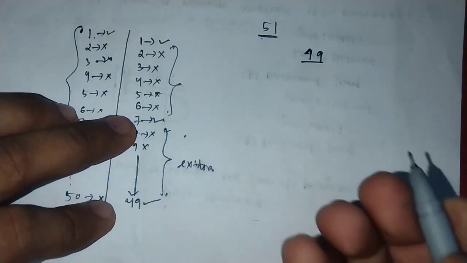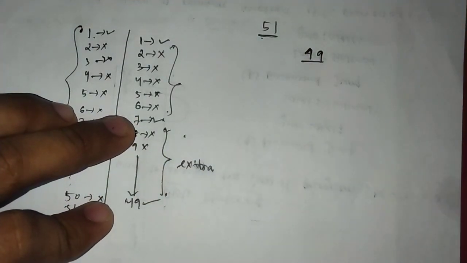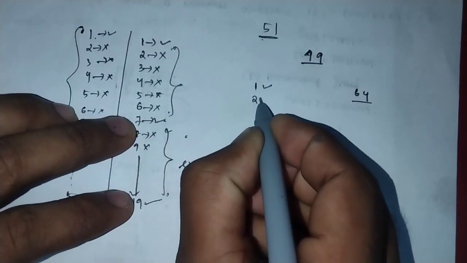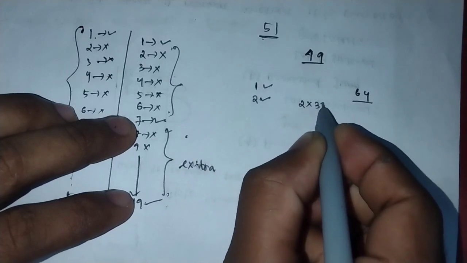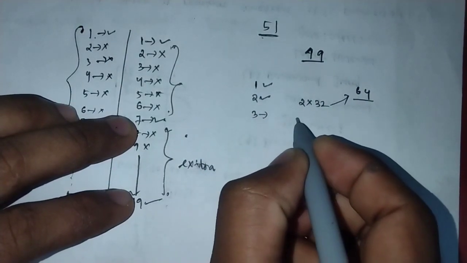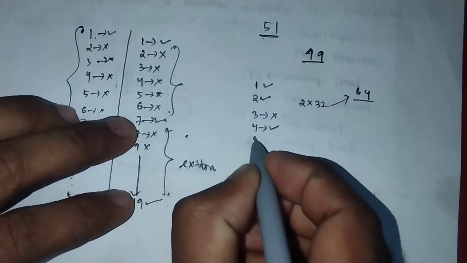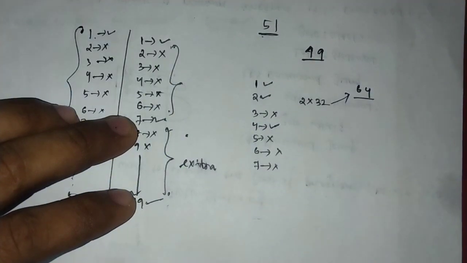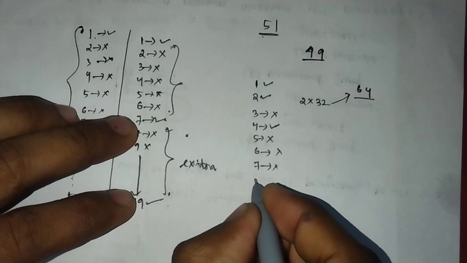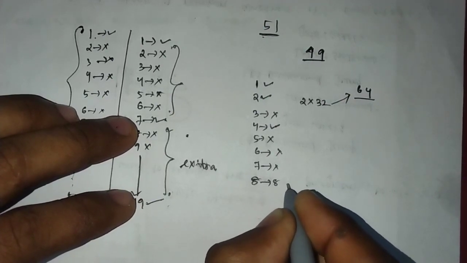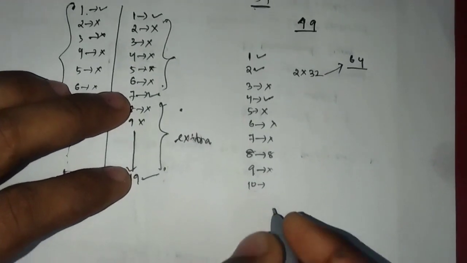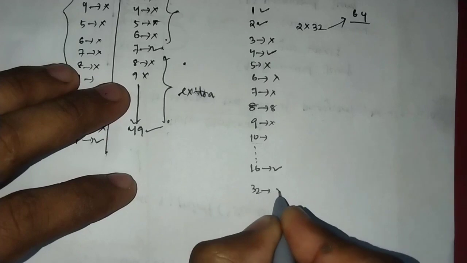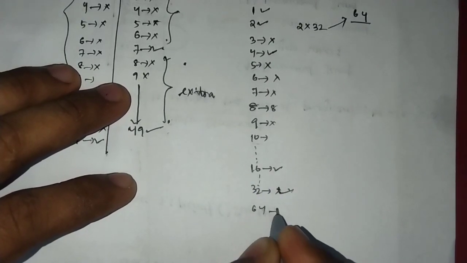If I take another example, that is 64. First of all, check 1, yes, true. 2, true, because 2 into 32 gives 64. 3, no. 4, true. 5, no. 6, no. 7, no. 8, yes, 8 8s are 64. 9, no. 10, no. 16, true. 32, true. Then 64, true.